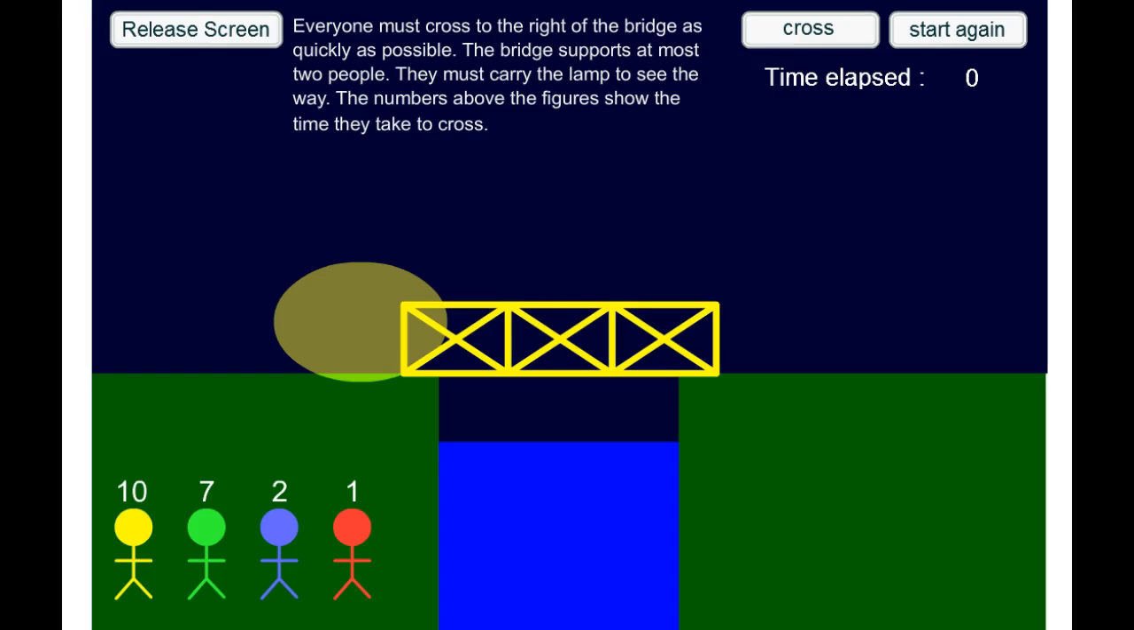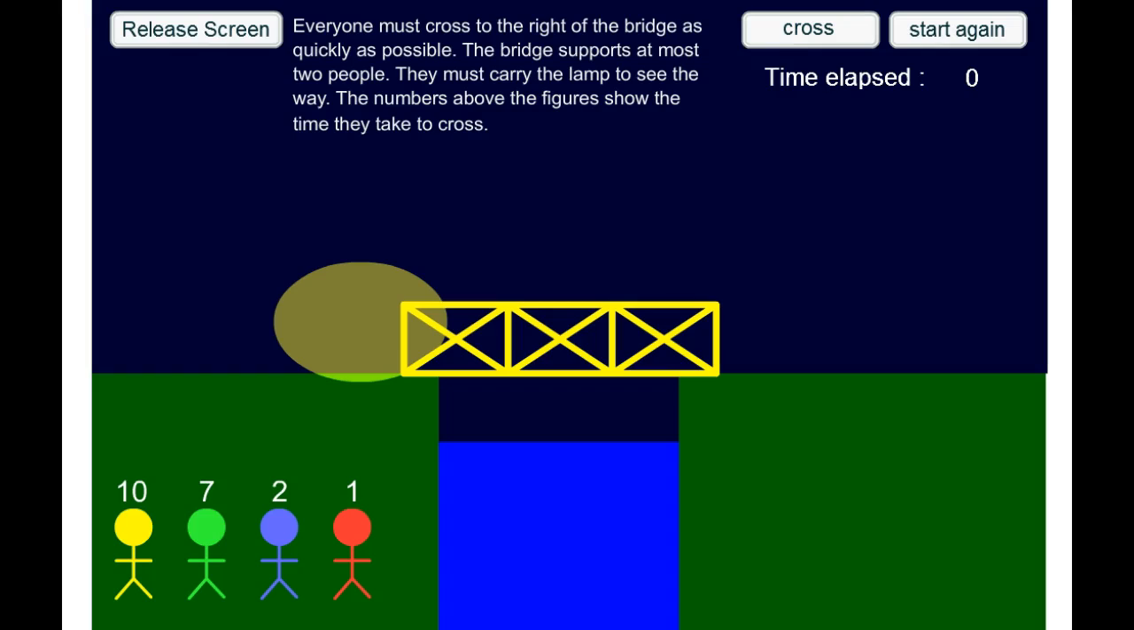For that, I've chosen a classic bridge crossing problem. In this problem, people must get from the left side of the bridge to the right side of the bridge in the shortest time possible. However, there are three constraints. The first constraint is that only two people can cross the bridge at the same time, and the time of crossing is the time for the slower person.